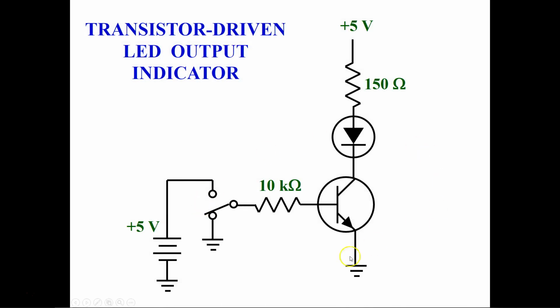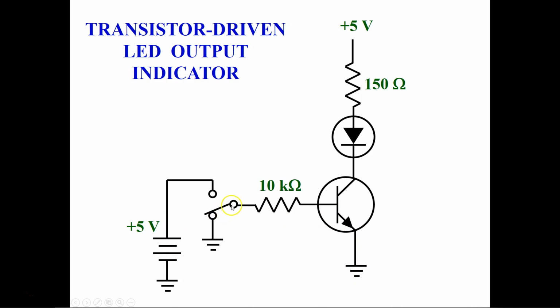As you can see here on the screen, this is our transistor. The collector of the transistor is connected to the LED and a 150 ohm resistor and further to the supply of 5 volts. And then the base of the transistor is connected to a 10 kilo ohm resistor, and further there is a mechanical switch, and then it is connected to the supply of 5 volts, and the emitter is grounded.